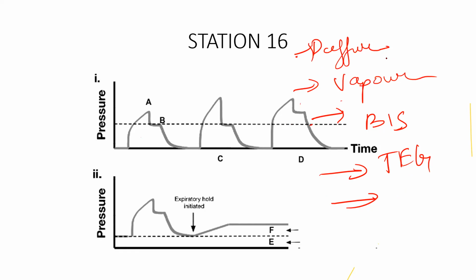So what can you get? You can get a station on vaporizers, on BIS monitors, on TEG. These are the additional things you go and refer and prepare for. Or you can get a station on yoke assembly. Possible. Recent ALS BLS guidelines, sir. I'll try to incorporate the doses in a few OSCE stations.